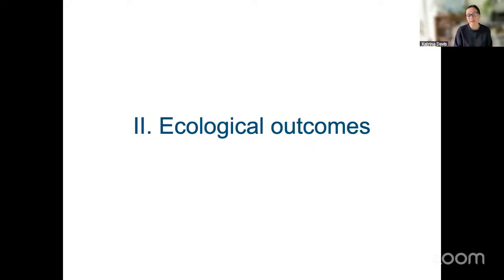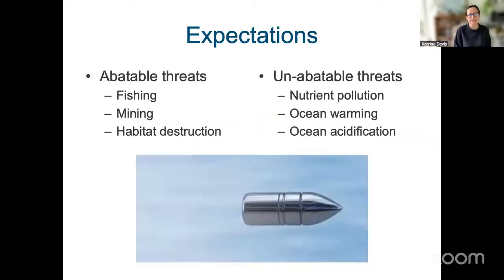whether they're actually working. So all else being equal, what we expect to see is that marine protected areas will help address some of these abatable threats. So they're going to help us sort of buffer the impacts of fishing, mining, habitat destruction, but there's a whole bunch of threats that we don't think marine protected areas are going to do anything about. So these are nutrient pollution, ocean warming, and ocean acidification. So these are really not related to what's happening in the marine area themselves, but what's happening in the broader or adjacent environment.